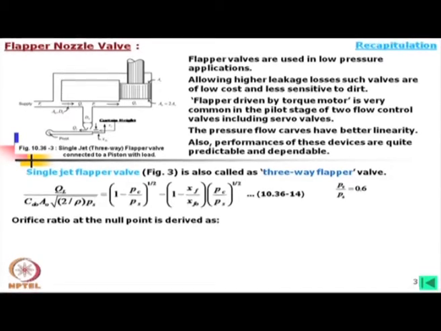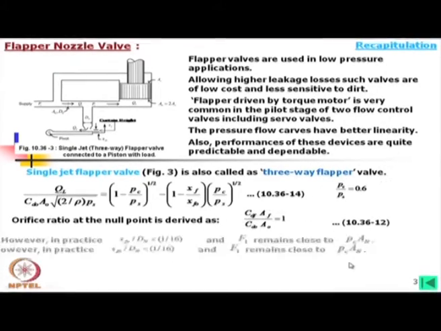Orifice ratio at the null point is derived as follows. Here Cdf is the coefficient of discharge, and AF is this curtain area, divided by the fixed orifice area into the coefficient of discharge there. If this ratio is maintained as 1 at null position, then the performance of such a flapper nozzle, single jet flapper nozzle valve, will be the best.